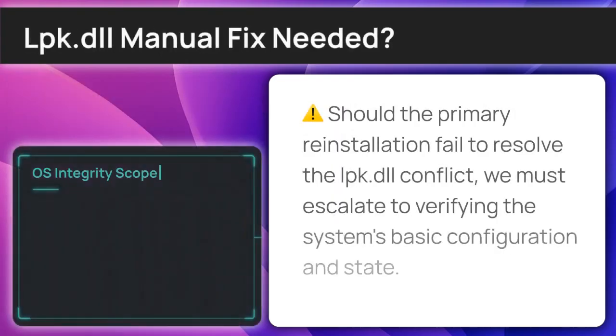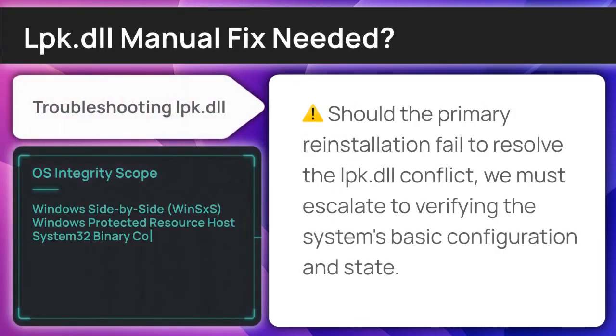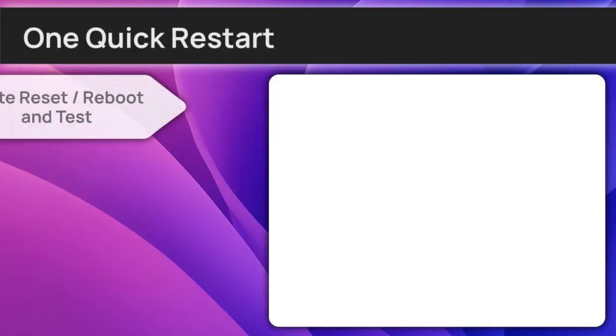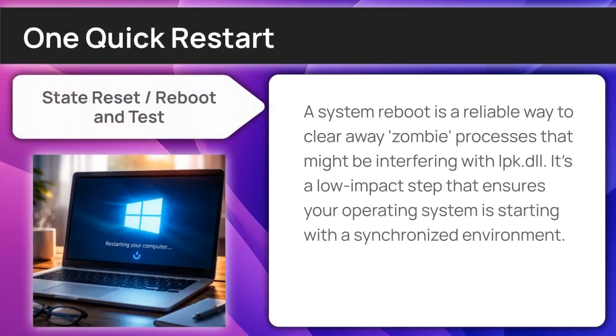In cases where the official installer remains ineffective, we must escalate to a manual review of your system's active runtime state. A simple restart can resolve file-in-use errors that mimic a missing Lpk library message. It's a low-effort step that ensures your operating system starts with a clean execution stack.